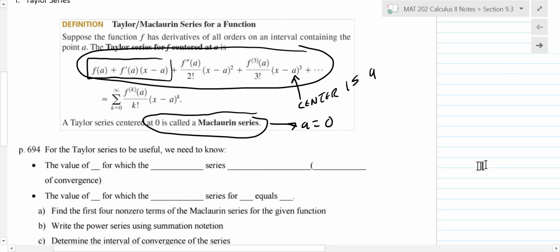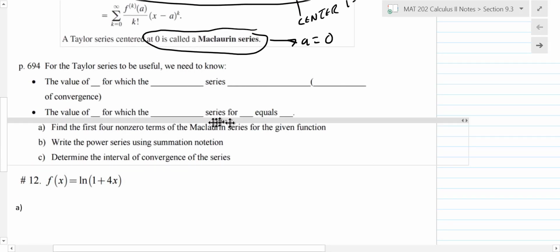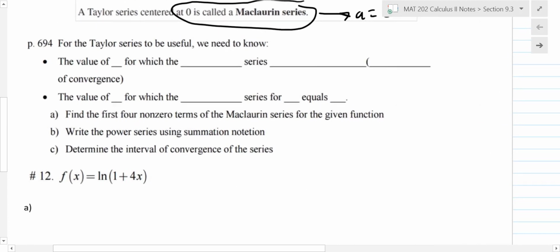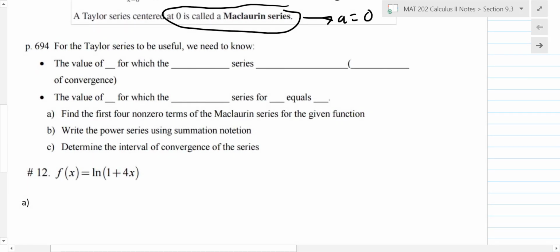So we're going to write out a couple of these things. I'm going to go on down to number 12 here and work this out. This is one I've taken out of the book. It says you're going to write the first 4 non-zero terms of a Maclaurin series for this function. Then you're going to write the power series using summation notation. And then you're going to do the interval of convergence. This is the kind of thing I expect you to be able to do on an exam. So this is a pretty good example of this.